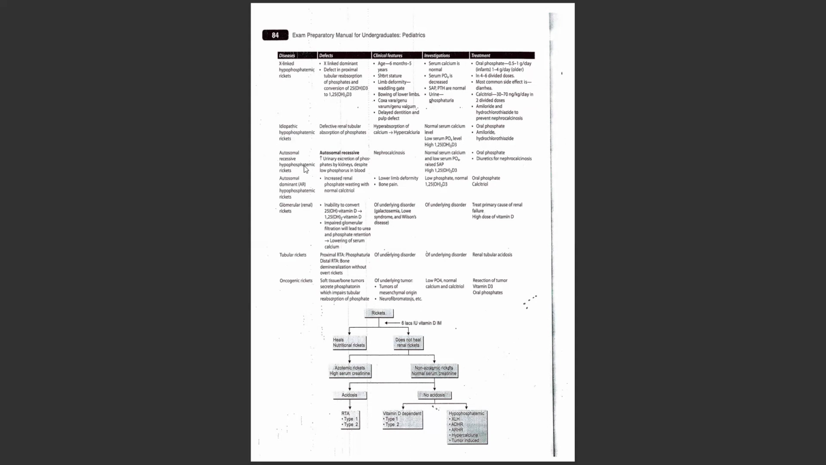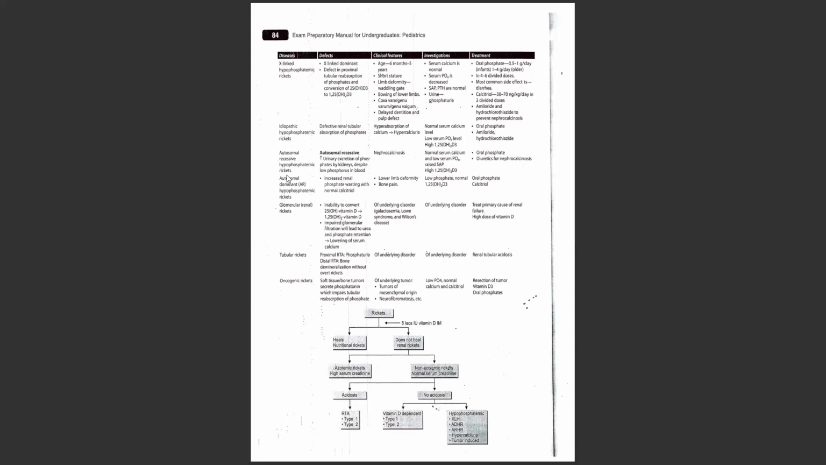Then the next one is autosomal recessive hypophosphatemia rickets. It is an autosomal recessive condition due to increased urinary excretion of phosphates by the kidneys despite low phosphorus in the blood. Clinically it presents with nephrocalcinosis, and investigation shows normal serum calcium, low serum phosphates, raised serum alkaline phosphatase, and high 1,25 dihydroxycholecalciferol overall. The treatment is to supplement oral phosphate and diuretics for the nephrocalcinosis.